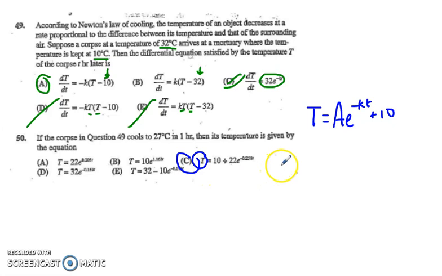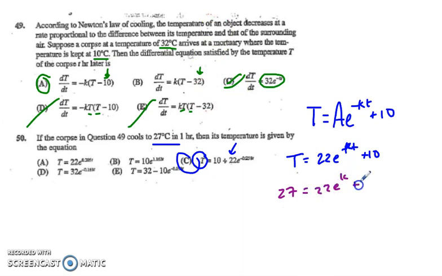We know that the temperature of the body, the corpse, was 32 degrees when the corpse arrived. So that means A would be 22, and that does work with C, by the way. And then we'd have to solve for k. They're telling us that the body cools to 27 degrees in 1 hour. So that would be like this: 27 equals 22 e to the k plus 10. And so I would need to solve for that.